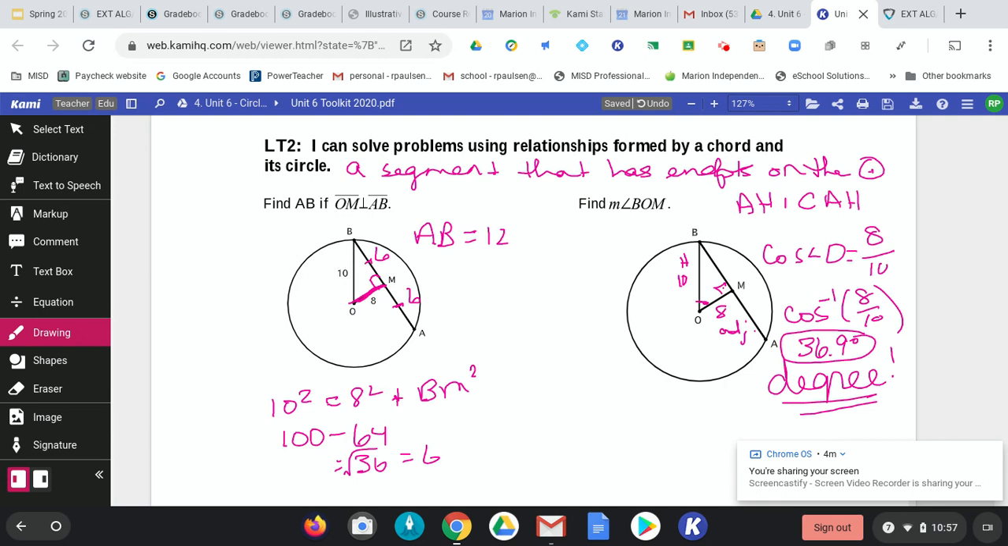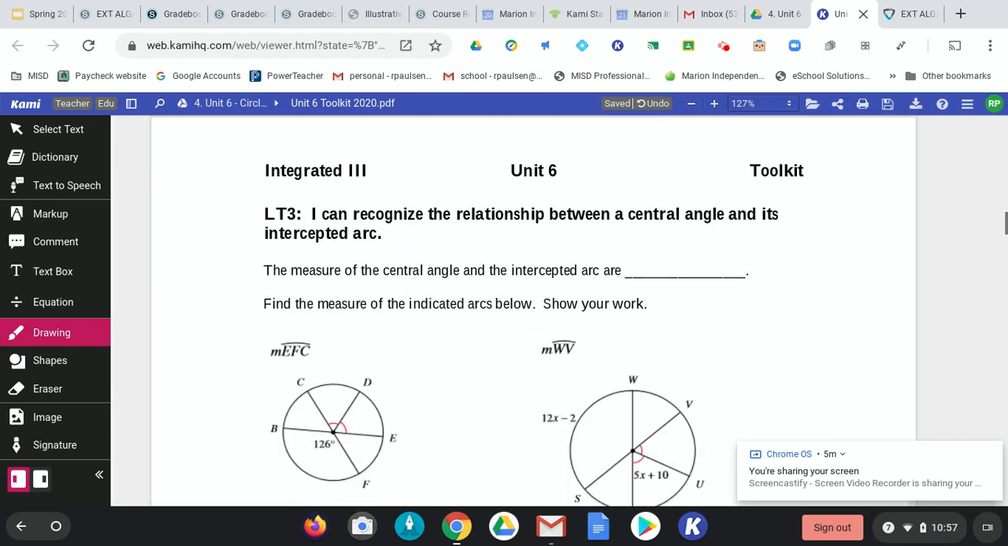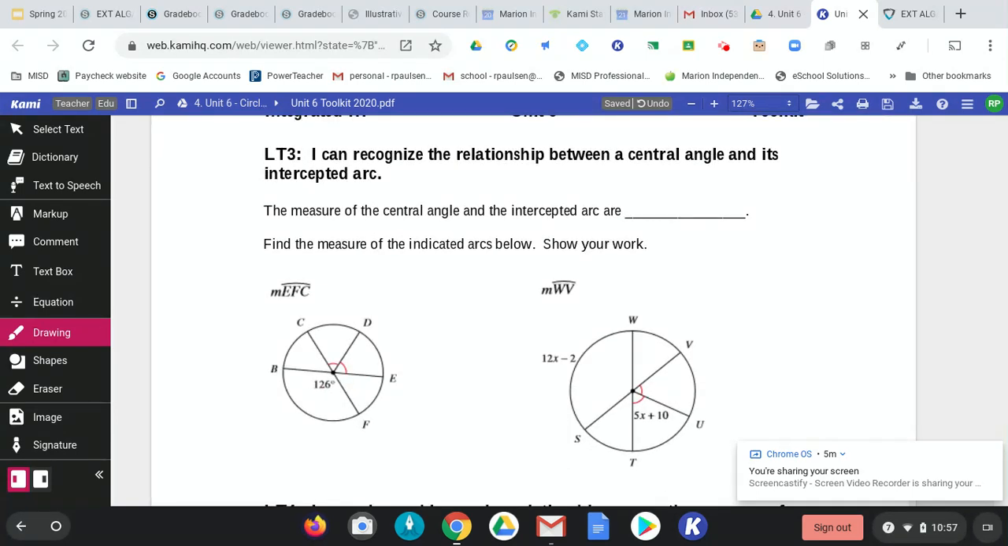As you work through, the key is to recall and remember that a chord, when it's perpendicular, goes through the center and it divides the chord into two equal parts. So those are the big ideas on chords. All right, next was central angles and their intercepted arcs.